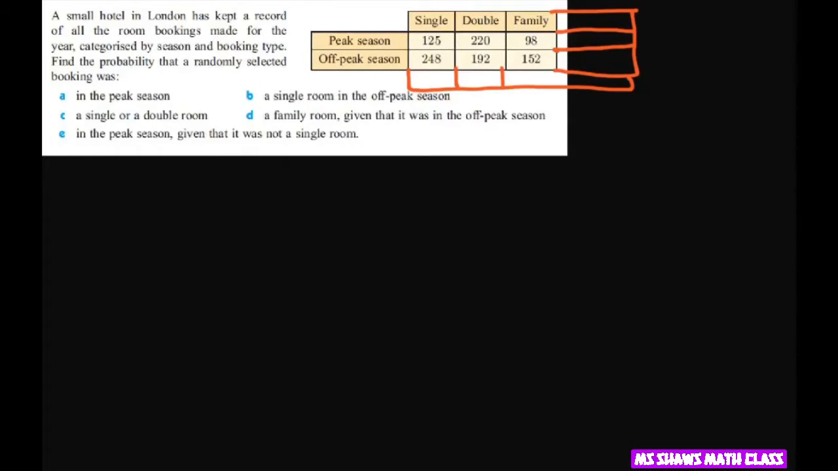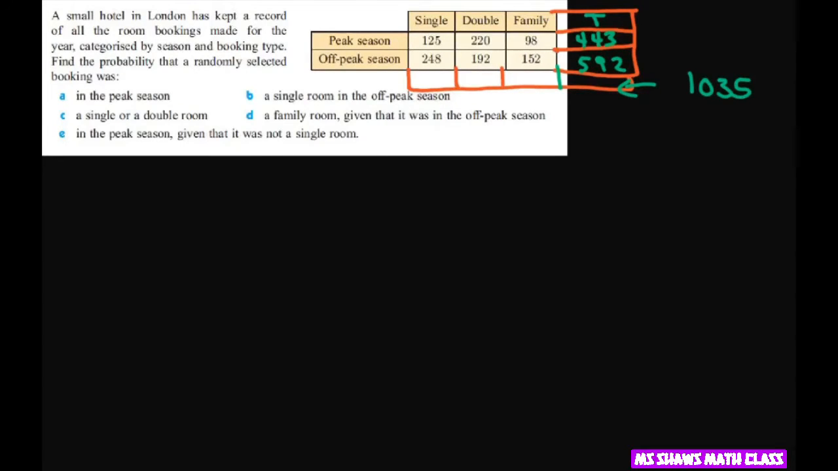We're going to add horizontally. That would be 443. And the off-peak season total would be 592. This is your total here for your peak and off season. And if you add this up, that's your grand total of 1,035.